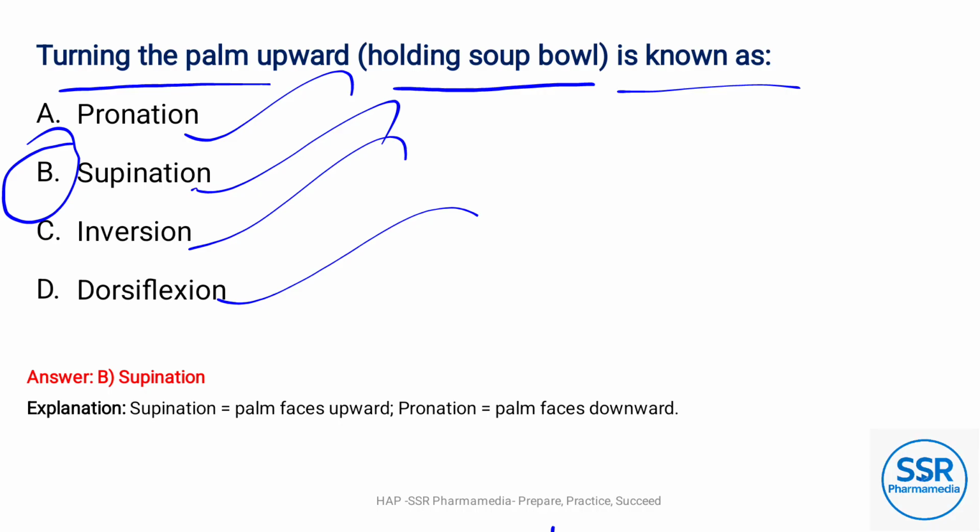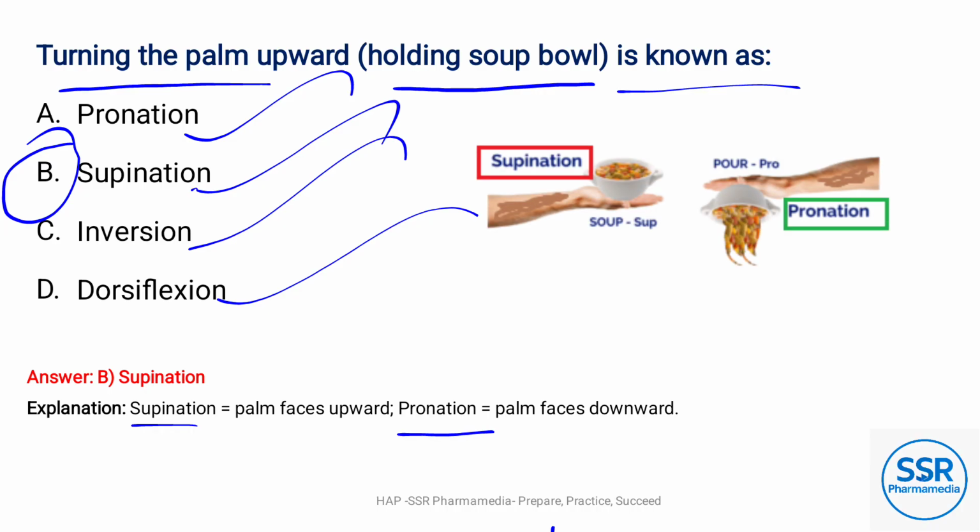Supination means the palm faces upward, as if containing a bowl of soup. Pronation means the palm faces downwards, so the soup would be poured down. If we are holding the soup on the palm, it is called supination. When we turn our palm downward, the soup gets poured down. It is called pronation. So with the palm upward, the answer is supination.